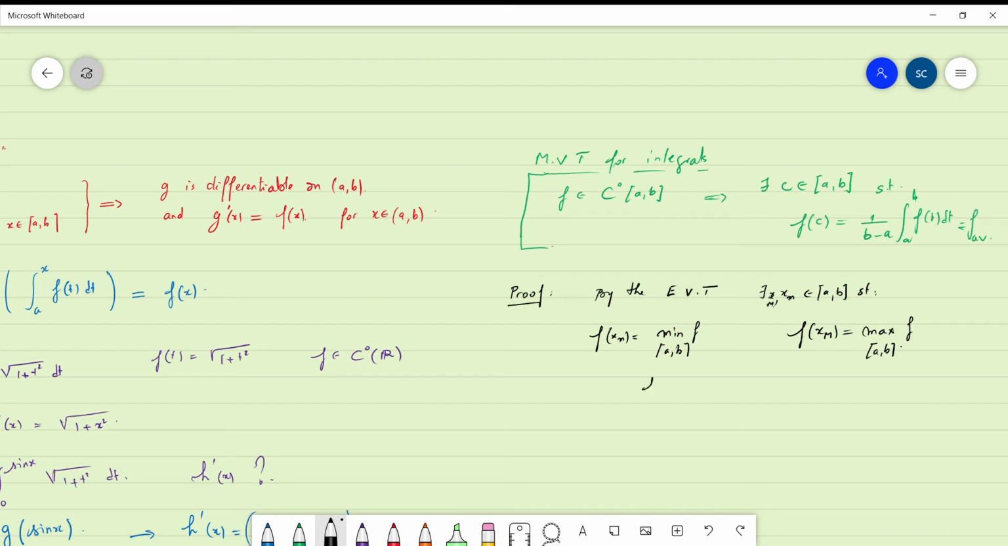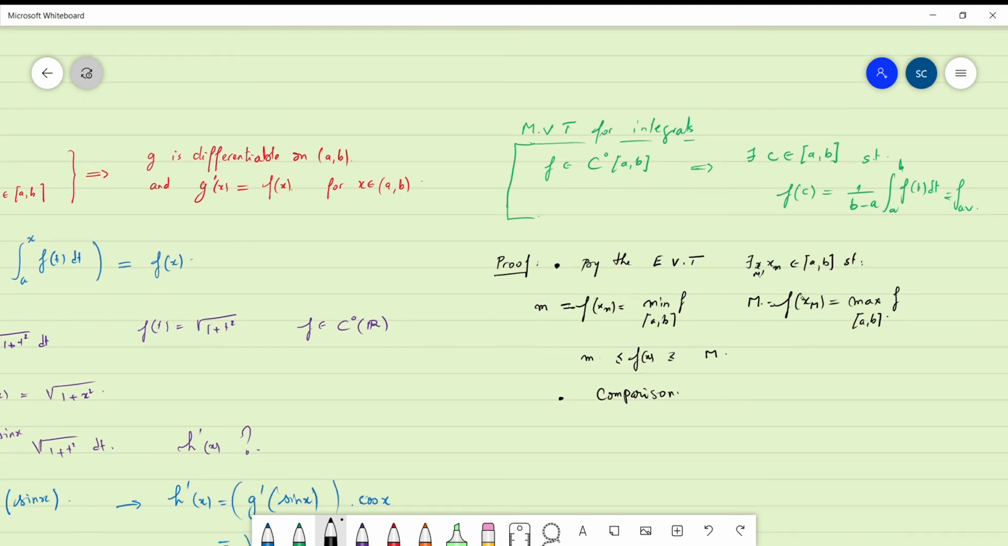Okay, so my function is always between those two values. Let's call them small m and capital M. So it's between m and capital M. Now let's integrate, because we want this quantity in the integral. So if we integrate, we use inequality. Here we use the mean extreme value, and here we use comparison between functions and areas.